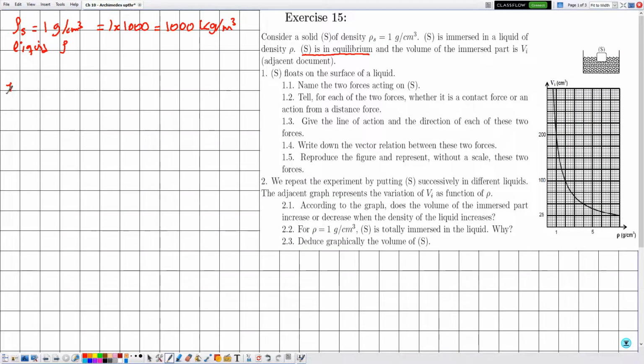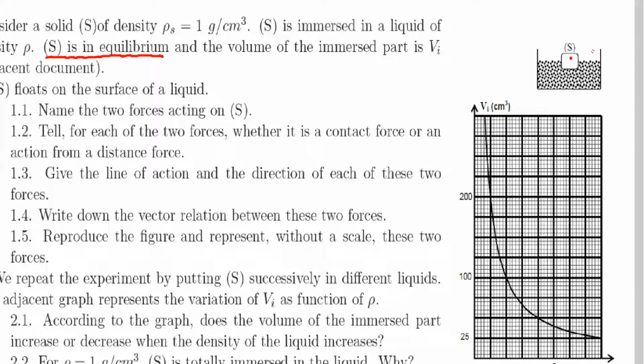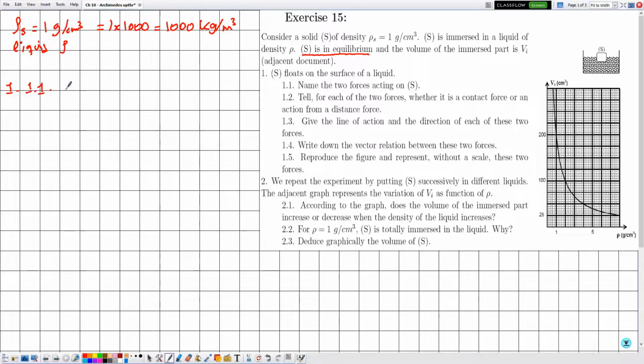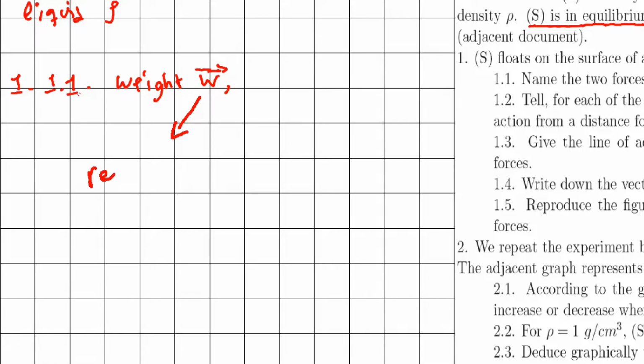Now number 1, S floats on the surface of a liquid. So 1.1. Name the two forces acting on S. Here, because the solid S has a density, or in other words it has a mass, it will be directly subjected to the weight which acts on the center of gravity vertically downward like this. So one of the forces is given by the weight W, and here it's important that we distinguish between two types of weights, the real weight and the apparent weight. But whenever we are considering forces, we are always interested in the real weight and not the apparent weight.